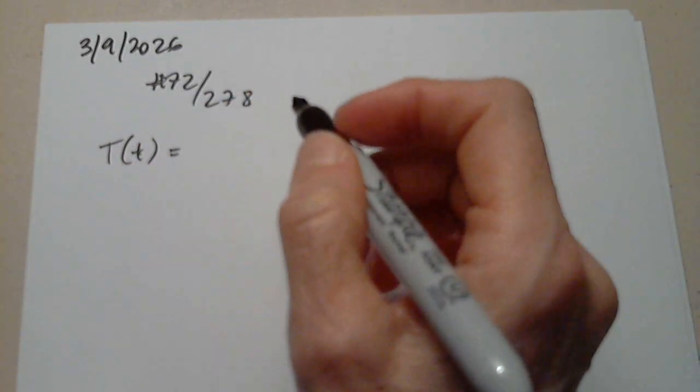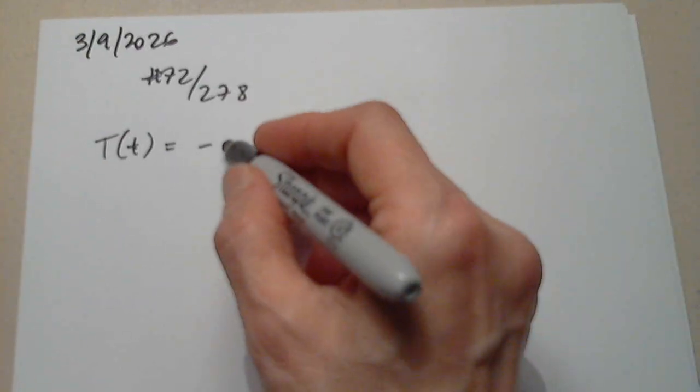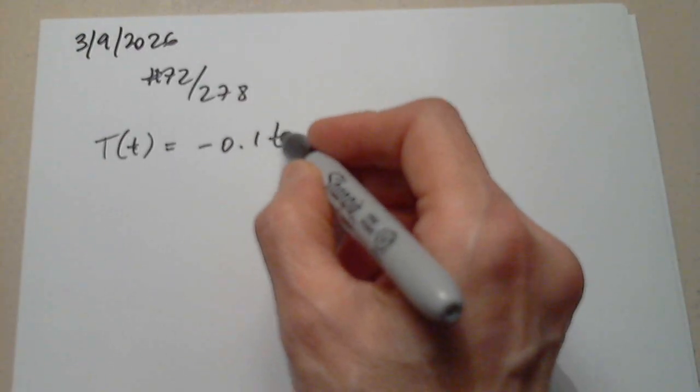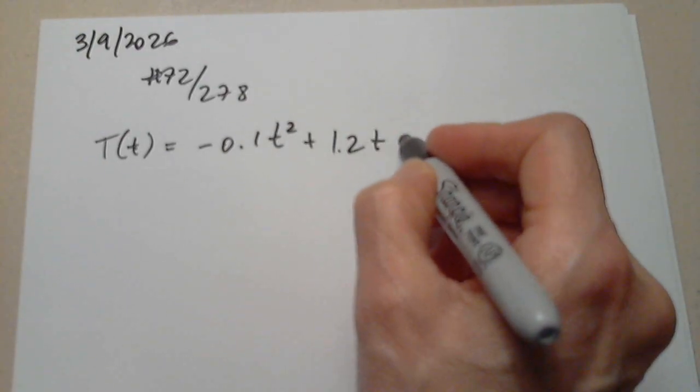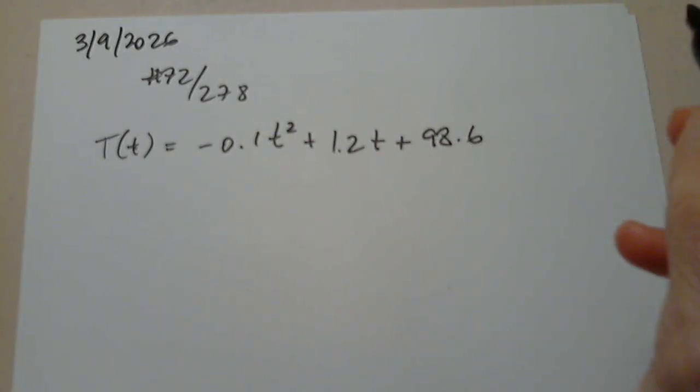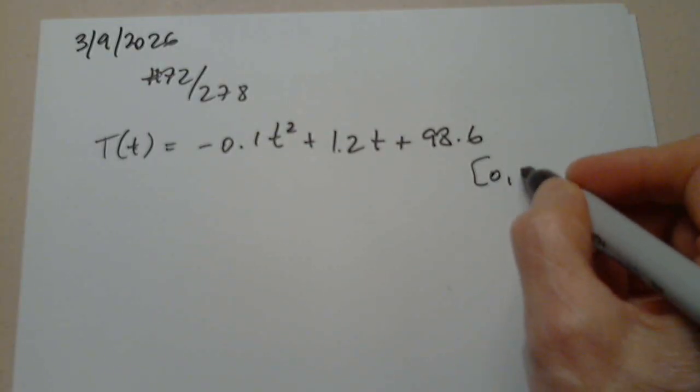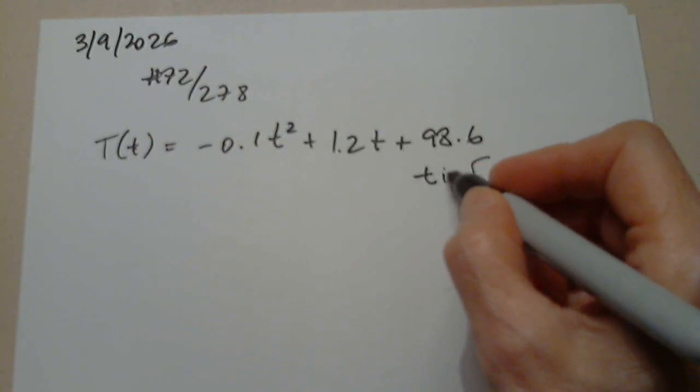I don't really like T of t. They could have used any other notation. It's confusing. Negative 0.1 t squared plus 1.2 t plus 98.6. And they are giving us the interval 0 to 12 for t.